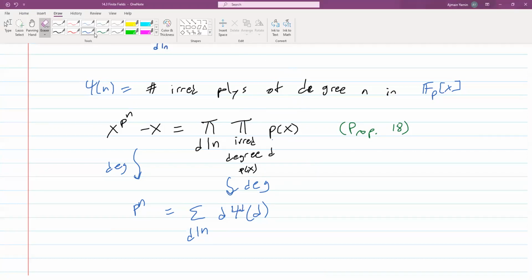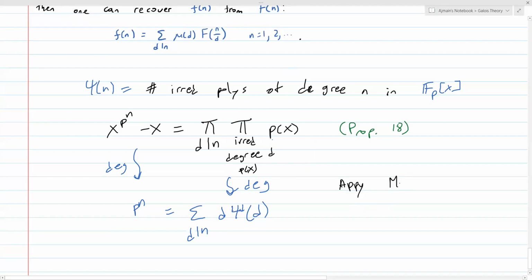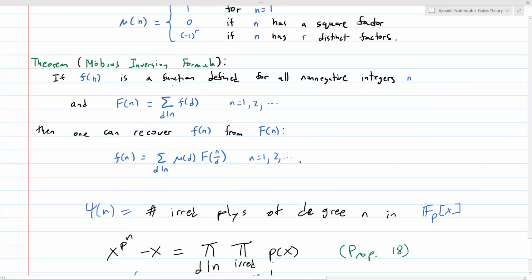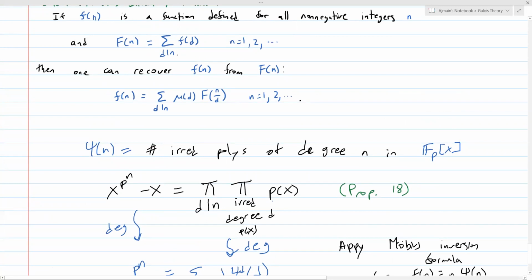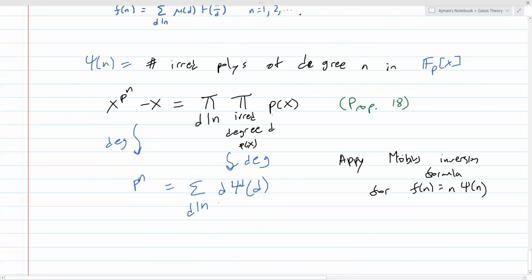Let me write this down. Apply the Mobius inversion formula for f(n) equal to n times psi(n). Let's go back: f(n) is just some function defined for all non-negative integers, and capital F(n) is the sum over the divisors d of n of f(d). And that's exactly what we have here. This thing is f(d), and we're summing over the divisors, so this thing is capital F(n). That's kind of cool.